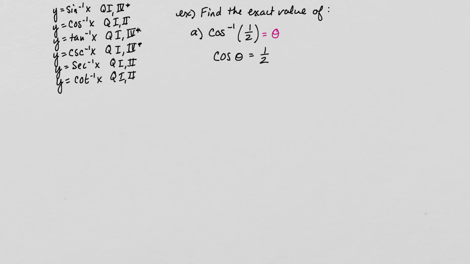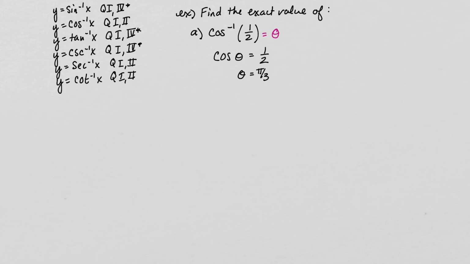And so remember, cosine represents the x value on the unit circle. So we want to go to the unit circle and we want to think about when is the cosine equal to 1/2. And that happens when theta, and remember, because here with cosine we're only worried about quadrants 1 and 2, it happens in quadrant 1, when theta equals pi over 3.